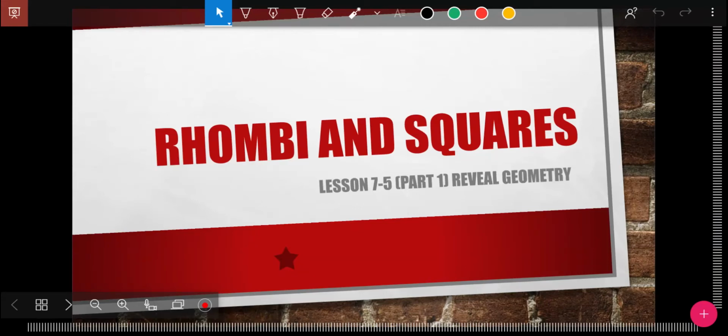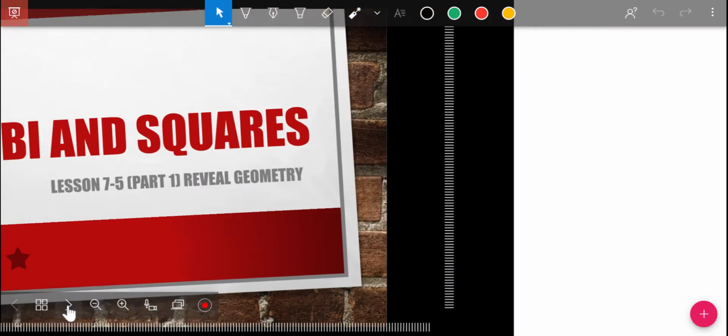Today's notes are from Module 7, Lesson 5, and we're going to split this into two parts. So this is part 1, and it's called Rhombi and Squares because the plural of rhombus is rhombi, and then obviously the plural of square is squares. Let's dive in today.